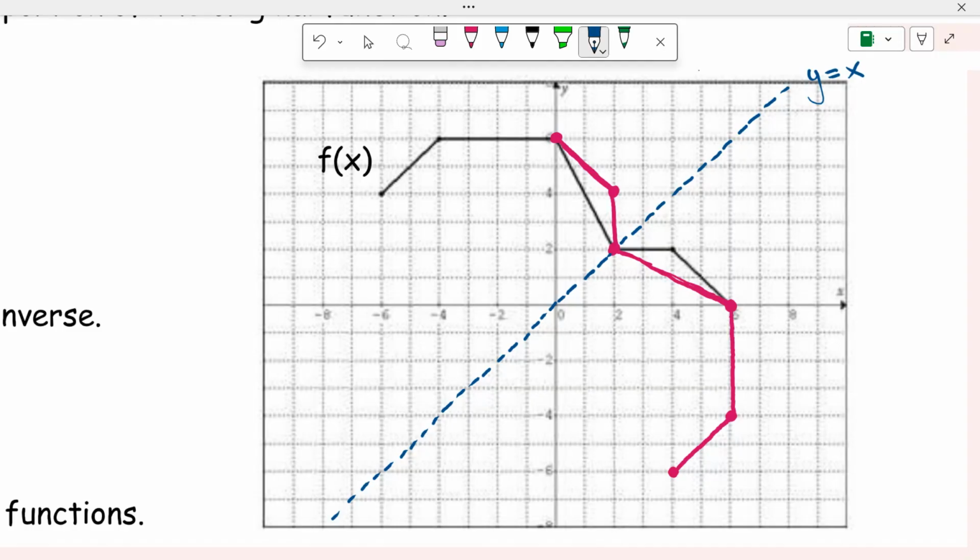Right? So all of them are, sorry, went to the wrong one that time. All of them are reflected over the y equals x line. Right? So it just gives you another visual. Did I plot them all properly?